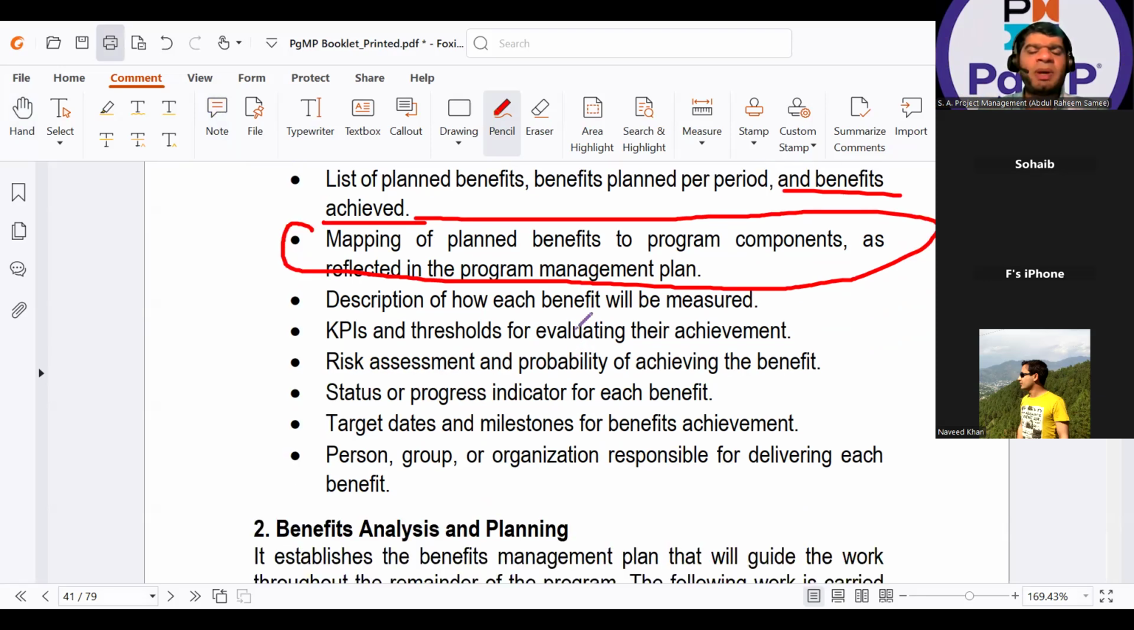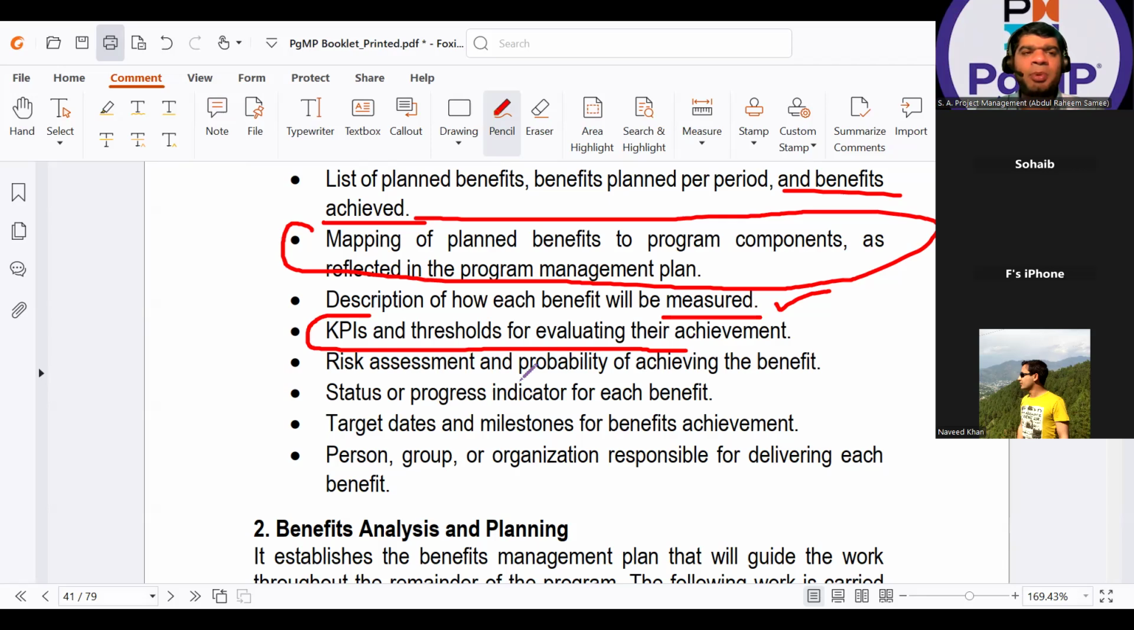Description of how each benefit will be measured. This is a bit confusing, but I will clarify in your benefits management plan. How is the keyword for the benefits management plan? KPIs and thresholds for evaluating their achievement. KPIs are in both, but when they say how you will measure the KPIs or how you will determine the KPI, that will be converted to your benefits management plan because the tone of how is coming. But directly, KPIs and thresholds are written in your benefit register.